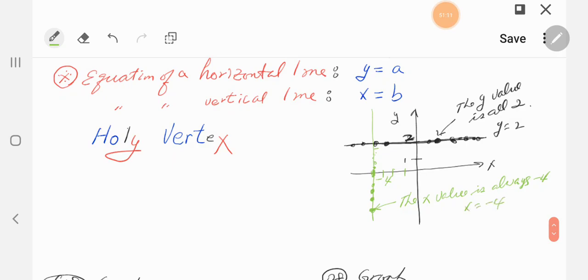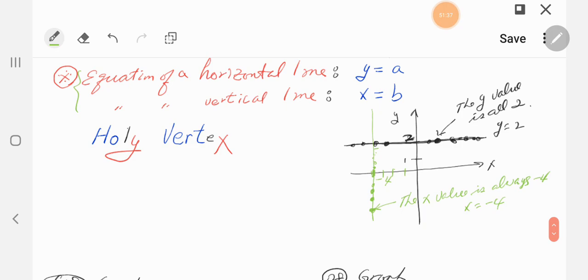How about y? Y changes, right? So the equation of a vertical line is always x equals something. X equals the x value. The equation of a horizontal line always has the same y value, so y equals the y value. The equation of a vertical line is x equals the x value.